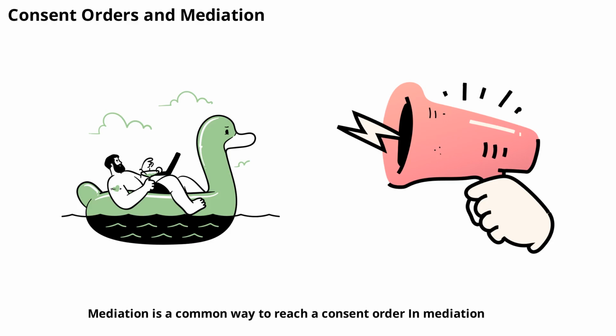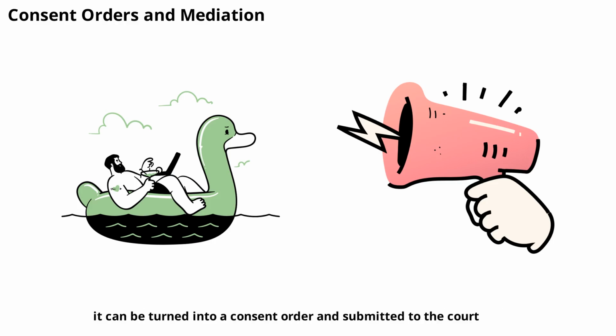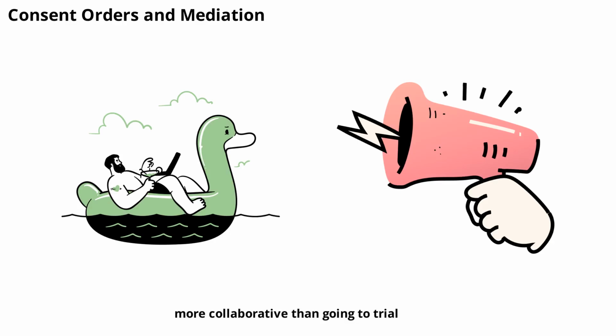Mediation is a common way to reach a consent order. In mediation, a neutral third party helps both sides negotiate and find common ground. Once an agreement is reached, it can be turned into a consent order and submitted to the court. Mediation is often less stressful and more collaborative than going to trial, making it a great option for many disputes.